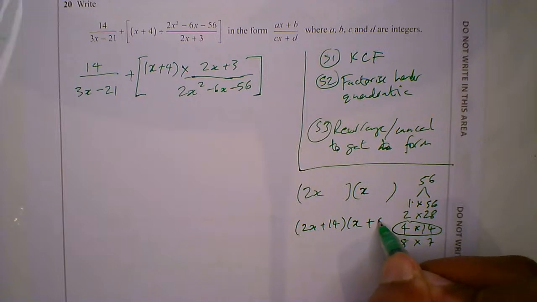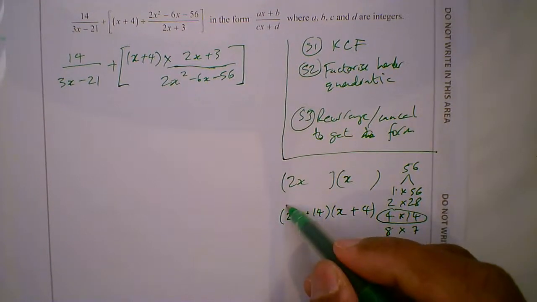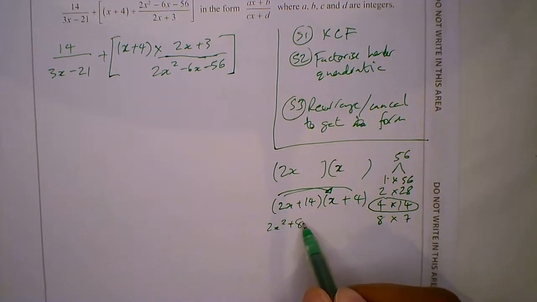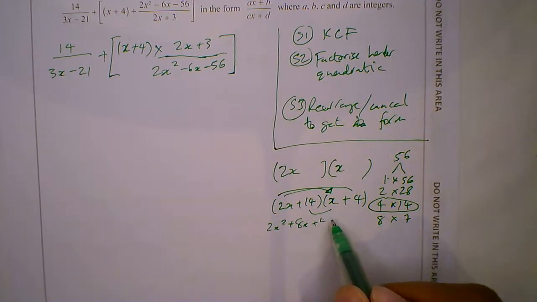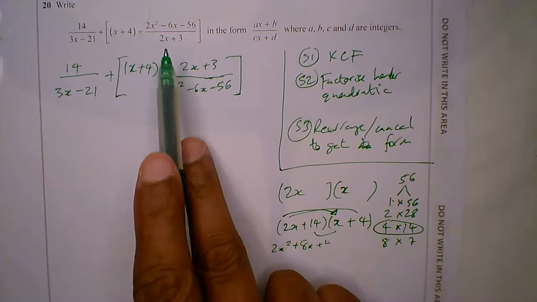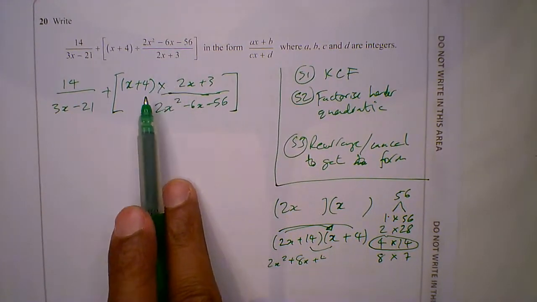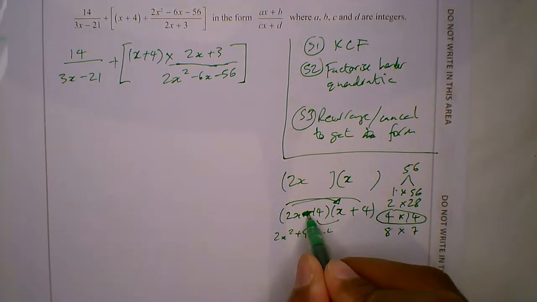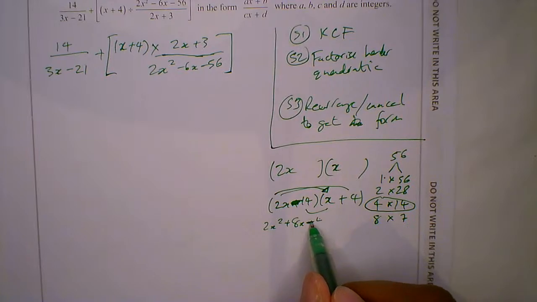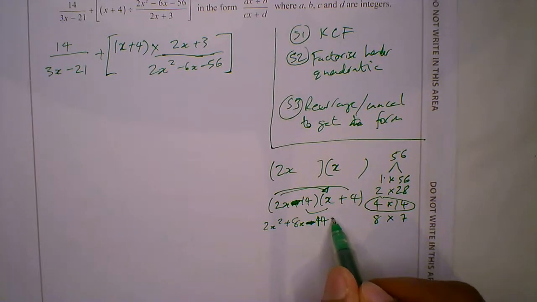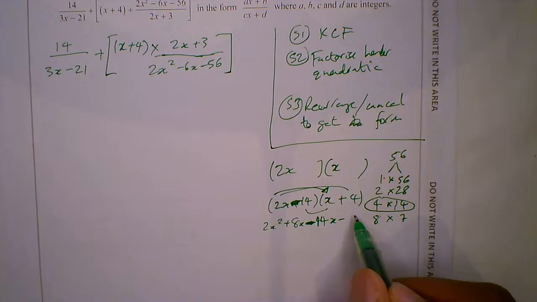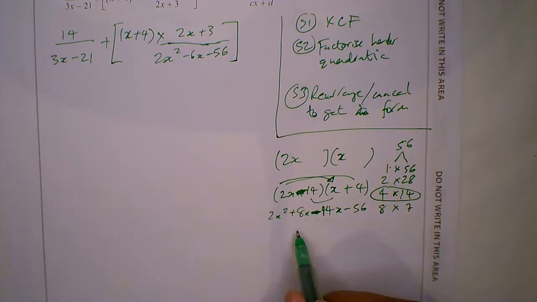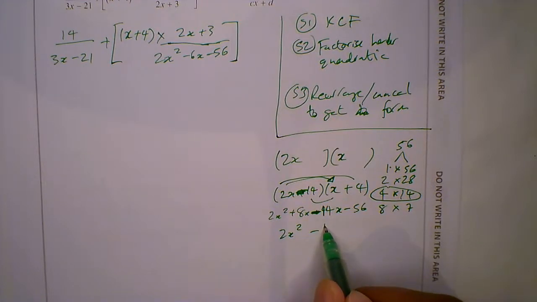But before I put that there, I'm just going to put that and then just expand the brackets just to see it works. 2x squared plus 8x plus 14x. What am I doing? I've got a plus and minus here. So the bigger number needs to be negative. So the bigger number is 14. So let's make that minus 14. So minus 14x, and then minus 56. And you can see 8 take away 14 is minus 6x.